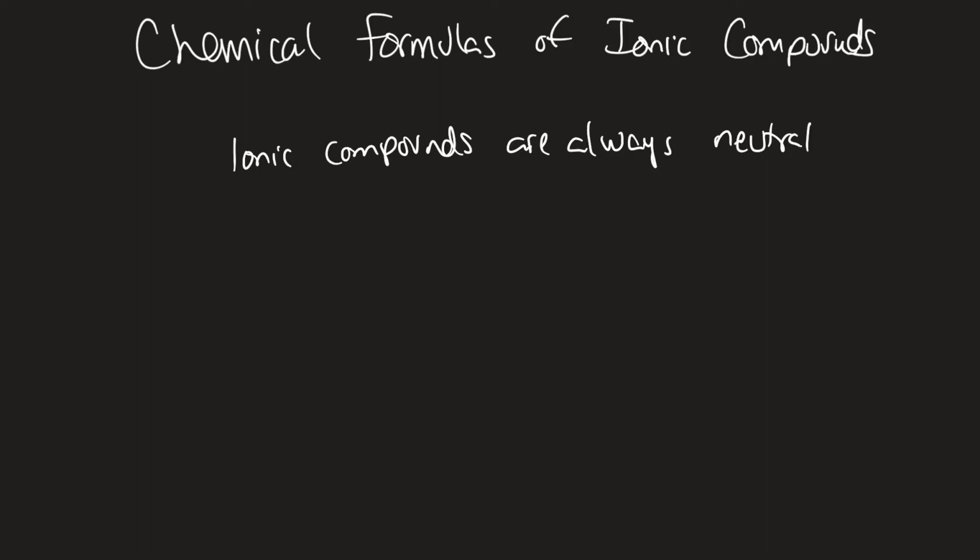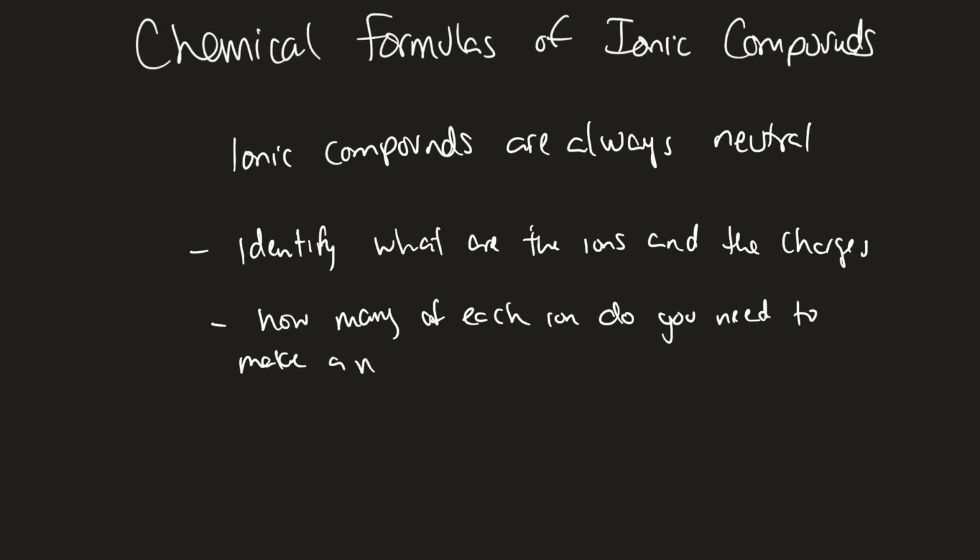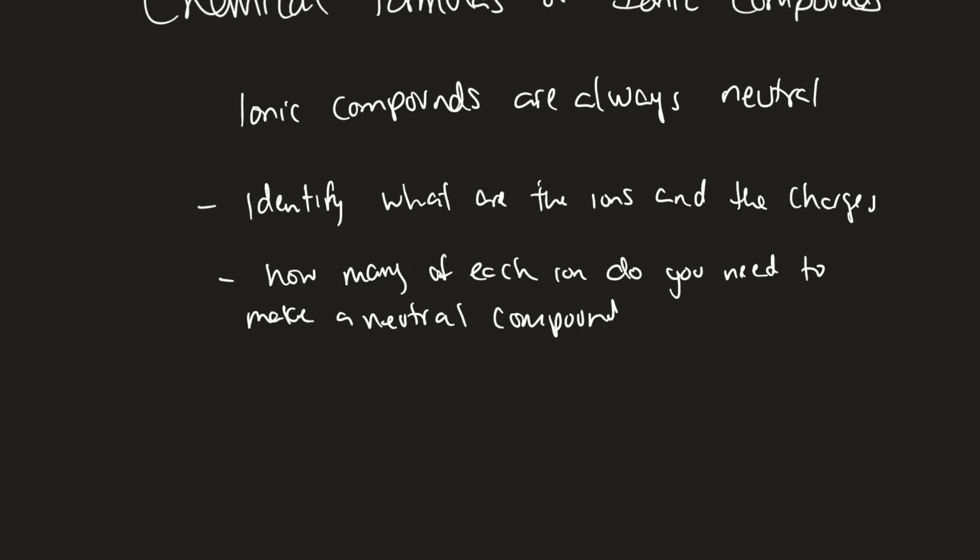Now, when it comes to trying to figure out the chemical formulas of ionic compounds, what you need to do is first identify what the ions and the charges associated are. Once you figure out the ions and the charges, you then have to figure out how many of each ion you need to make a neutral compound. The caveat is that you must use the lowest possible ratio between the ions.